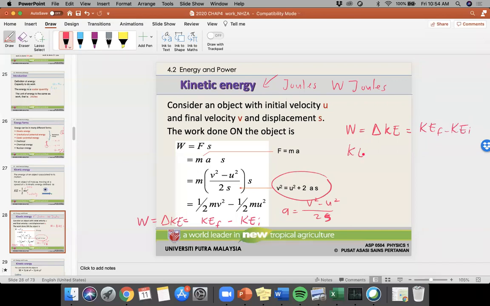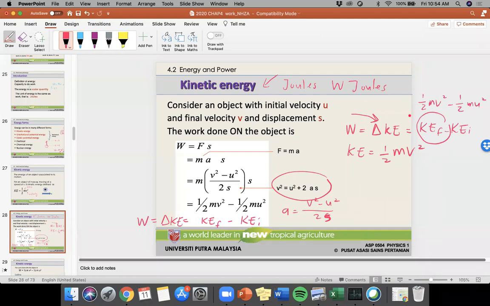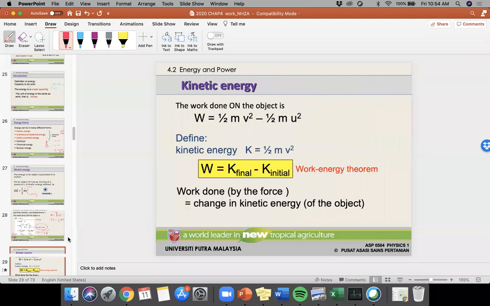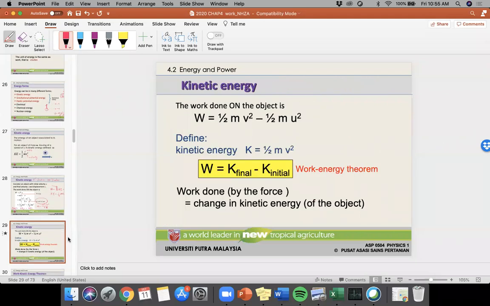But KE on its own is just 1/2 mv squared. This is not the change in kinetic energy. If the question asks you work done, it means change in kinetic energy, whereby we have 1/2 mv squared minus 1/2 mu squared. Okay, this is known as the work energy theorem.